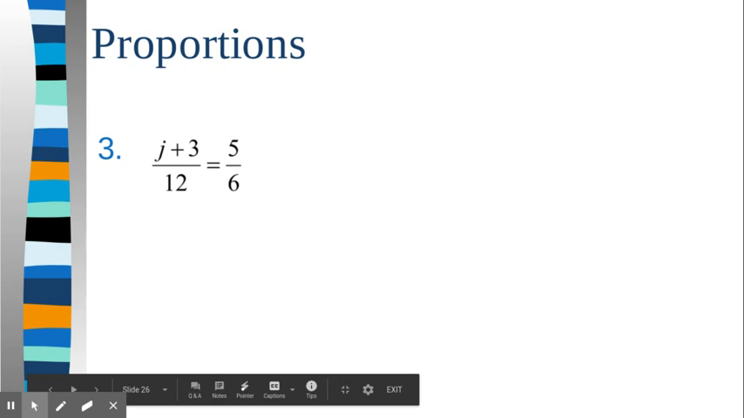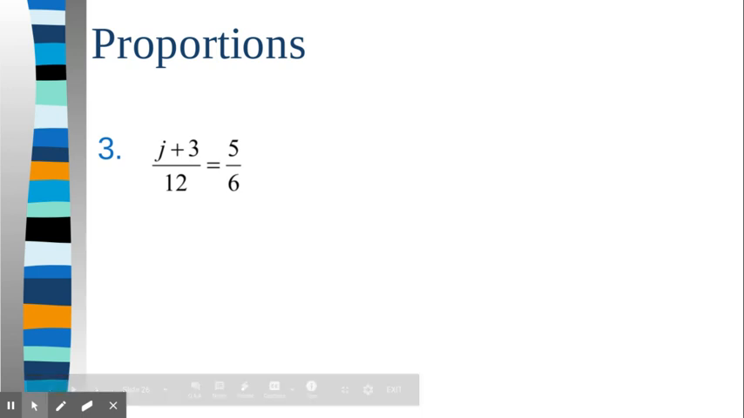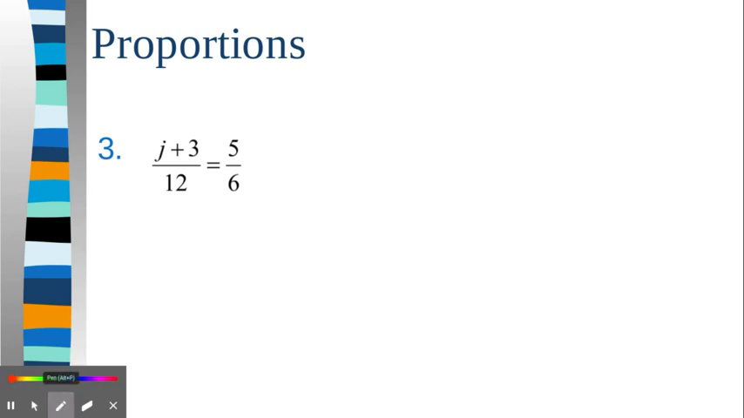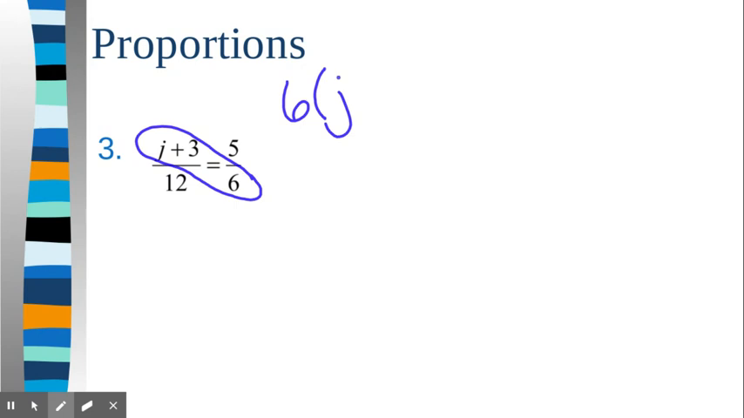Some proportions will have a section or two that have what we call a binomial. So an expression that has two terms. You can see that with the j plus 3. So we're going to cross multiply the same way we have before, but this piece is going to be 6 times the whole numerator, j plus 3. And then we'll set it equal to our other diagonal of 5 times 12.